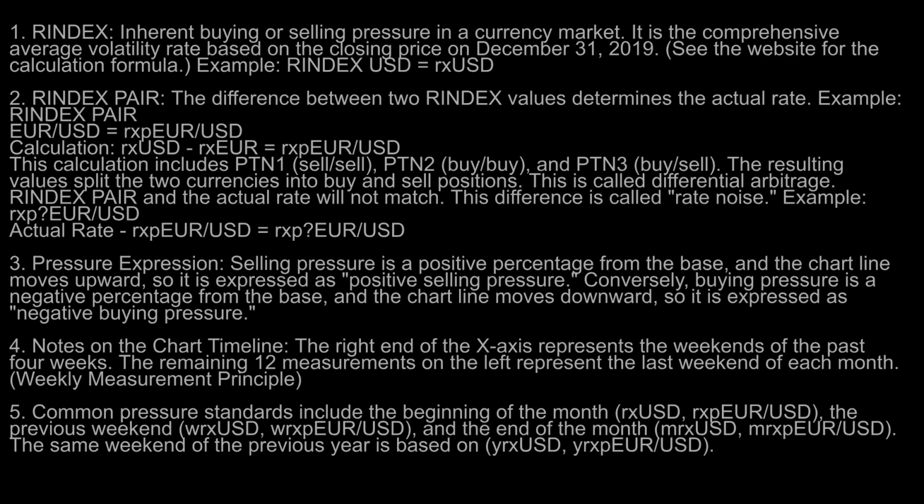4. A note about the chart timeline. The rightmost point on the chart's x-axis represents the weekend values for the past 4 weeks. The remaining 12 measurements on the left represent the last weekend values of each month. 5. Common pressure criteria include the start of the month, the previous weekend, and the end of the month. This confirmation will be displayed repeatedly. Please note that the website provides a more detailed explanation. Please be sure to read it.